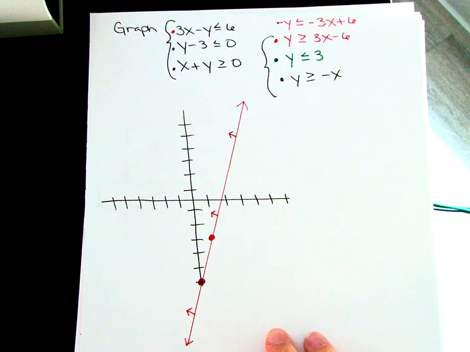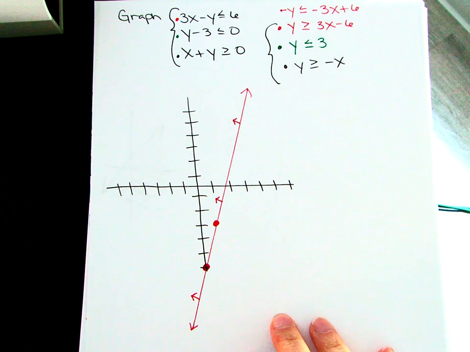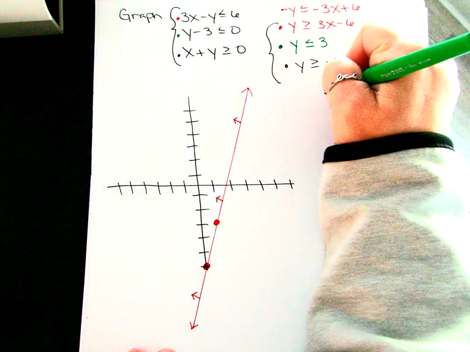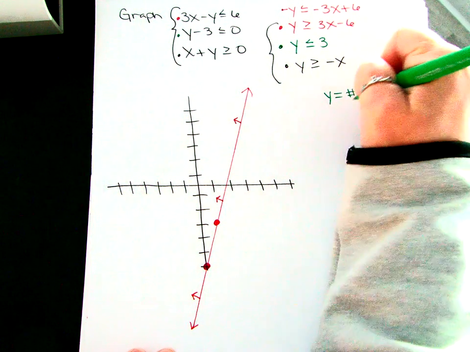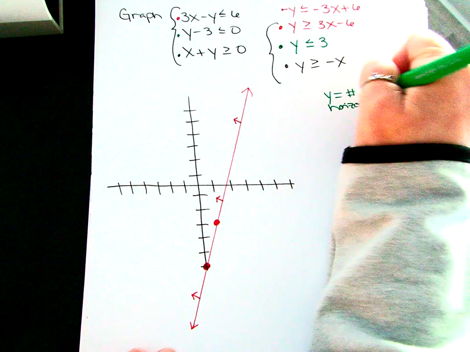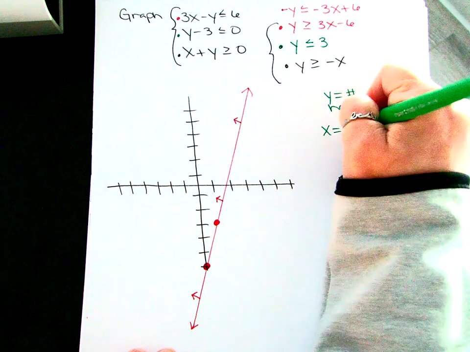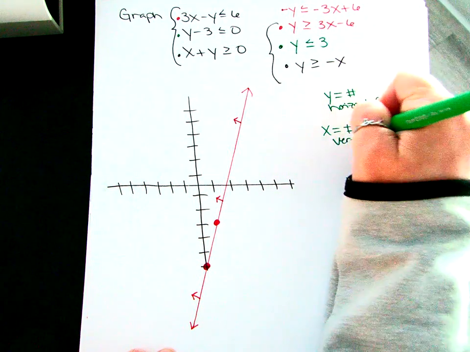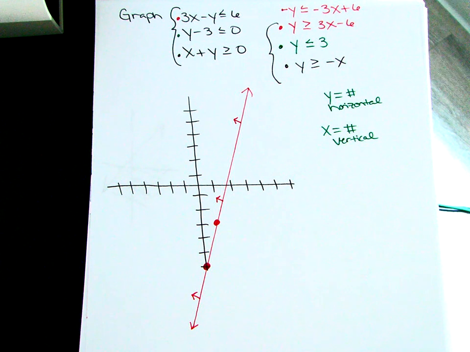Now let's do the green one. y is less than or equal to 3. How do we graph that? Yeah, it's a horizontal line at y equals 3. Remember, y equals a number is horizontal. Where x equals a number is vertical. So the same thing holds true if you have inequality symbols.